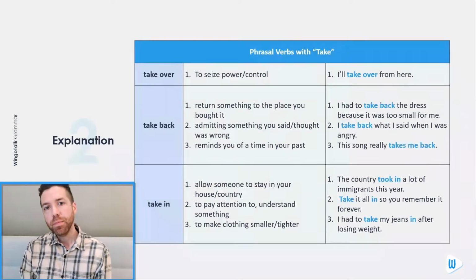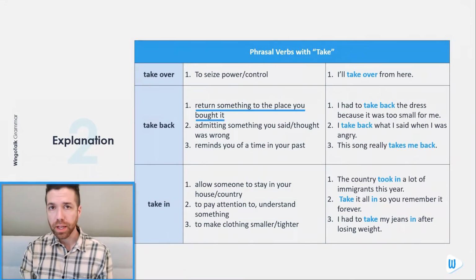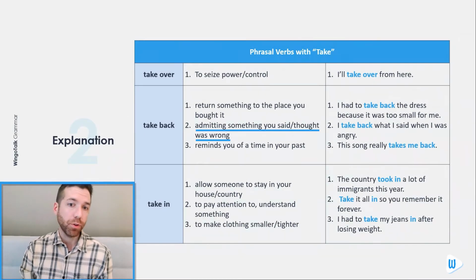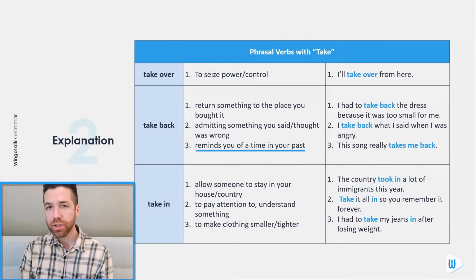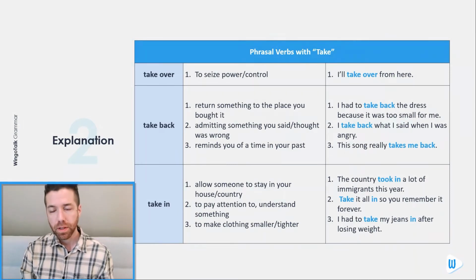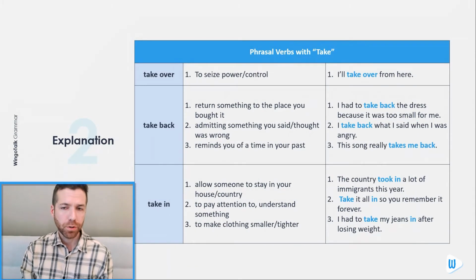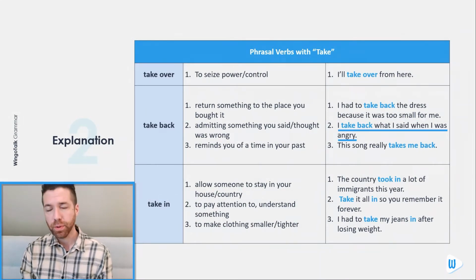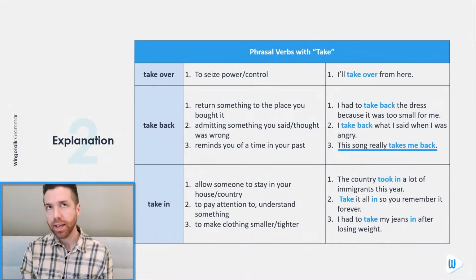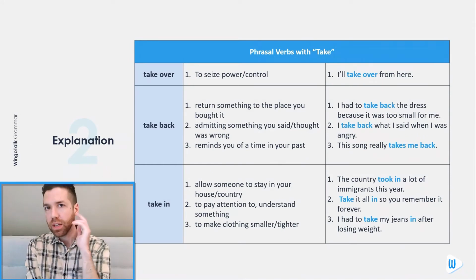Take back. It means to return something to the place you bought it. Or 2, admitting something you said or thought was wrong. 3, reminds you of a time in your past. Example 1. I had to take back the dress because it was too small for me. 2. I take back what I said when I was angry. 3. This song really takes me back. Wow. Makes you think of the past.